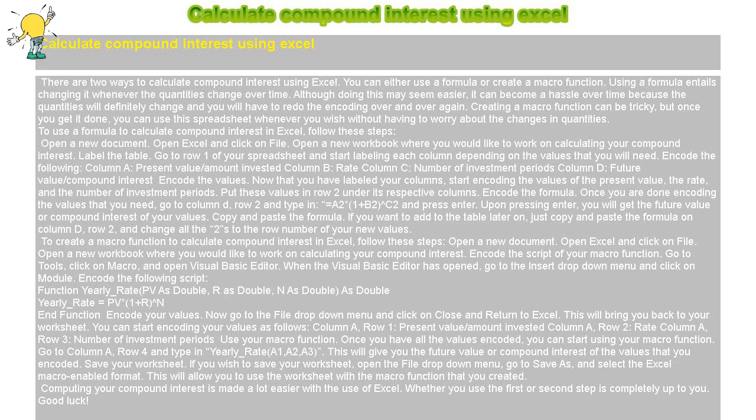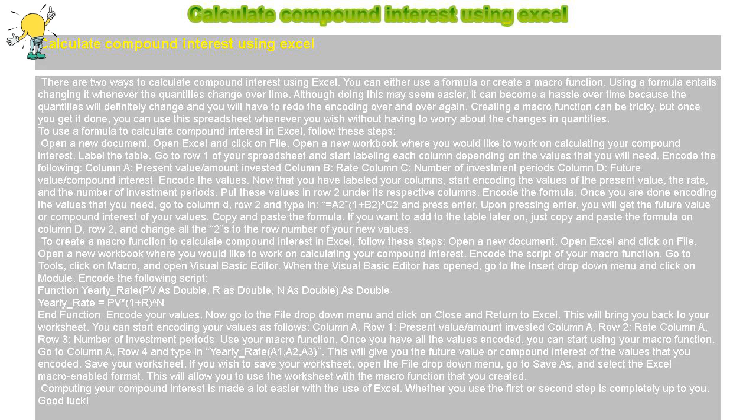Label the table. Go to row 1 of your spreadsheet and start labeling each column depending on the values that you will need. Encode the following: column A, present value / amount invested; column B, rate; column C, number of investment periods; column D, future value / compound interest.